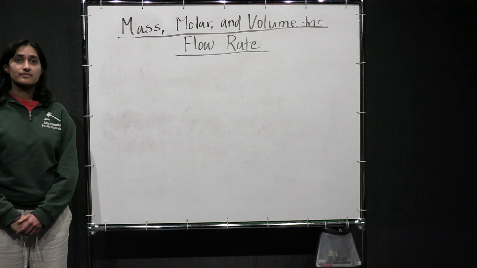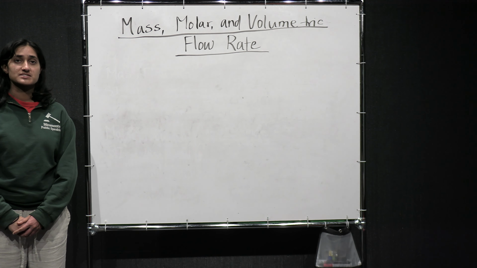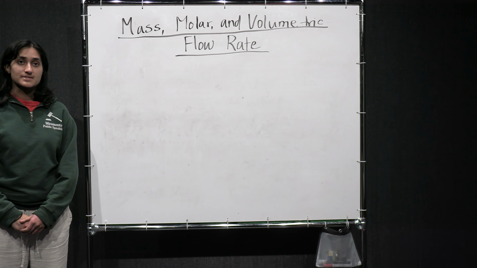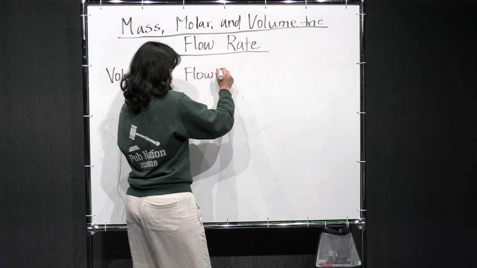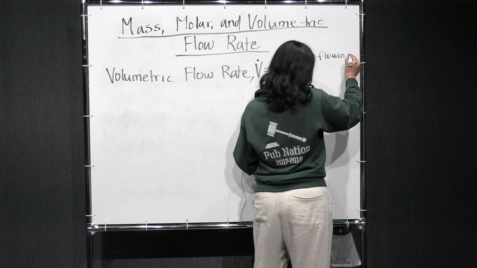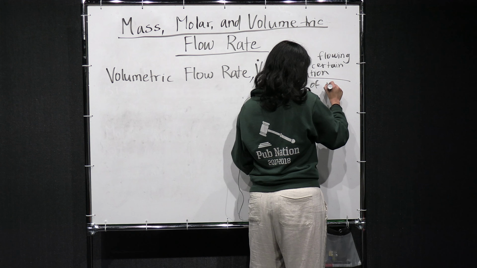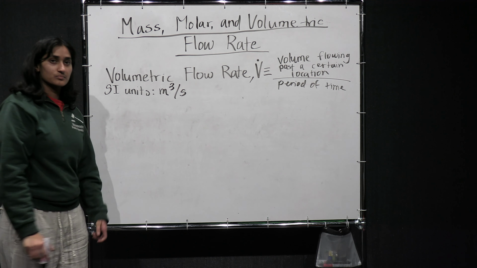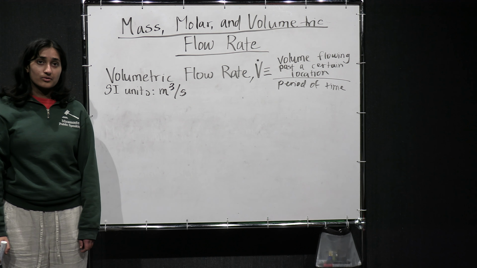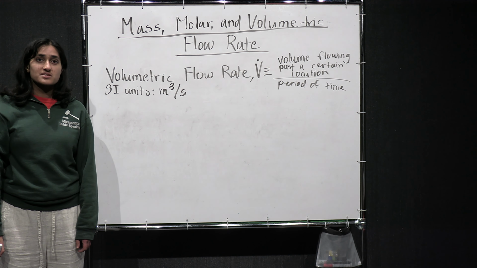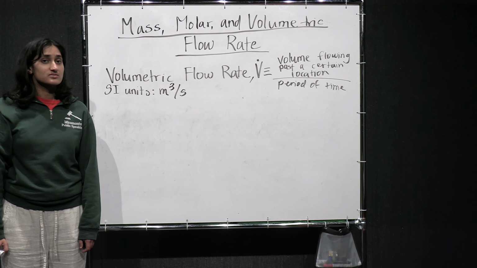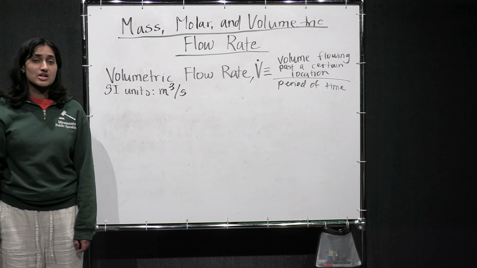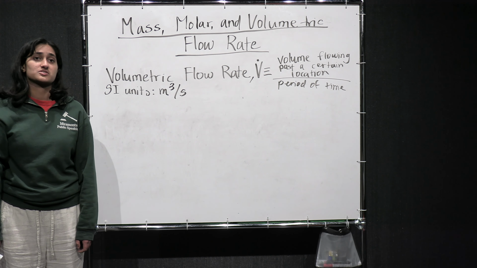The volumetric flow rate, V dot, is the volume of fluid flowing past a given location in a period of time, with SI units of meters cubed per second. In general, for open steady-state systems, the sum of the volumetric flow rates in is not equal to the sum of the volumetric flow rates out, because specific volume can change with temperature, pressure, and composition.